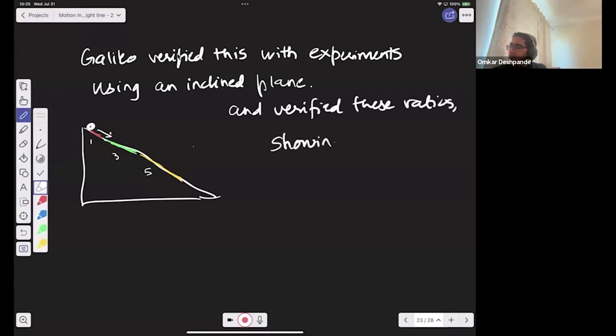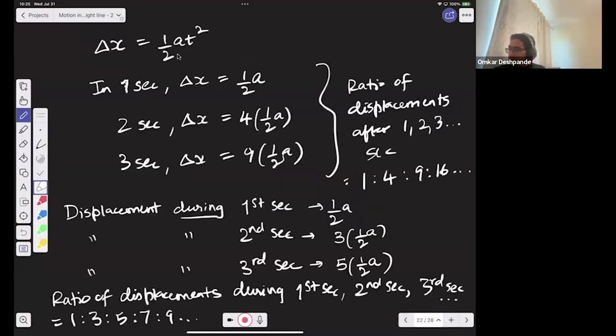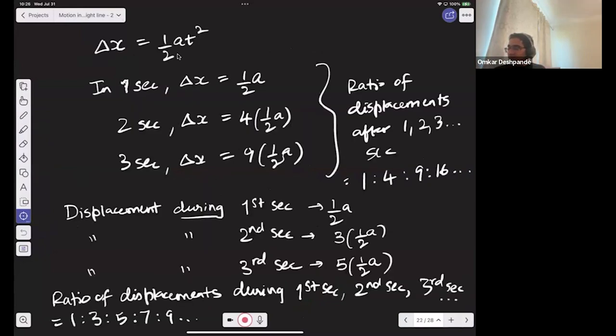showing that free fall motion is uniformly accelerated motion. So the design of the experiment is based on the mathematical prediction that the position or the displacement versus time must be a quadratic expression. And so you set up an experiment where you verify that the increase in the displacement is a quadratic function of time.